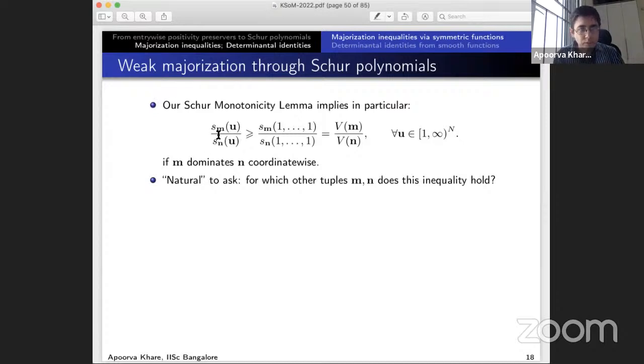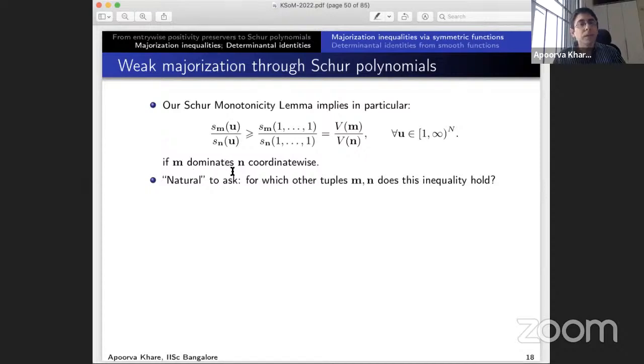So what we showed was that this ratio of two Schur polynomials is coordinate-wise increasing, right? So whenever u has all coordinates 1 or above, the value at u beats the value at (1, 1, 1, 1, 1). And as I told you, the Weyl dimension formula says that the value at (1, 1, 1, 1, 1) is exactly this divided by the Vandermonde. So the two Vandermonde divisions cancel, and what you get is this ratio. So the value at (1, 1, 1, 1, 1) of this ratio is the ratio of the Vandermondes. And if m dominates n coordinate-wise, then the Schur polynomial here beats the Schur polynomial at u.